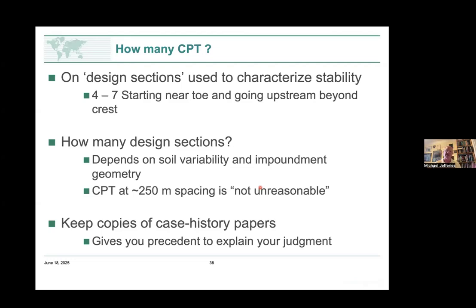My conditions are slightly different. But build that kind of stuff in your own personal file so that when people ask you, why are you doing this? Well, I'm influenced by this, or I've been influenced by that. And don't forget, you started out with a memo describing what you're trying to do. So you're building up a professional background to your work. So that's how many CPTs.